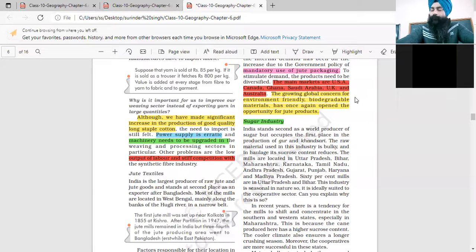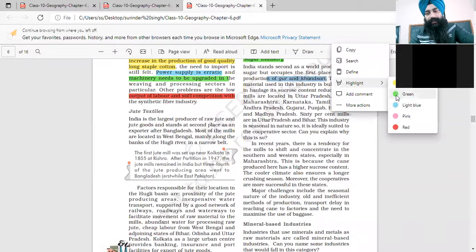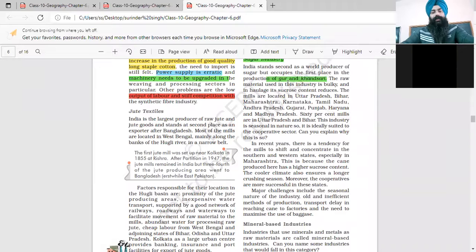Sugar industry is the weight losing industry because the raw material required is larger in quantities than the produced finished product. India is the second largest producer of sugar in the world market after China. It occupies the first place in the production of indigenous sugar, jaggery and khandsari. Gur and khandsari. In the production of jaggery and khandsari, India is the leading producer.